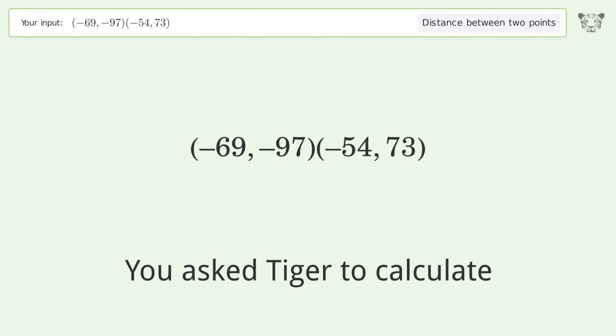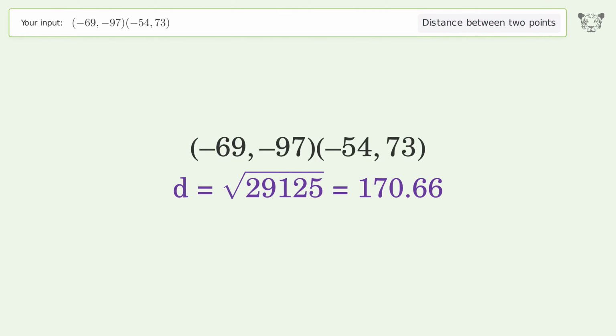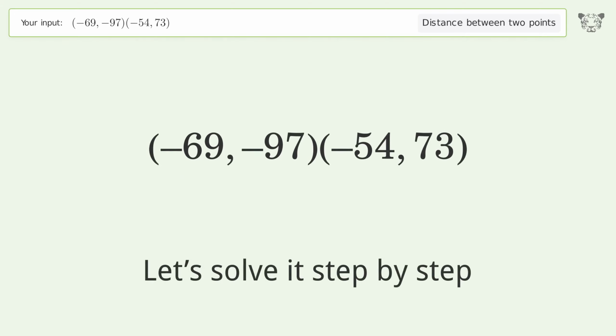You ask Tiger to calculate. This deals with the distance between 2 points. The distance between the 2 points is the square root of 29,125, or 170.66. Let's solve it step by step. Plot the 2 points and calculate the distance using the formula.